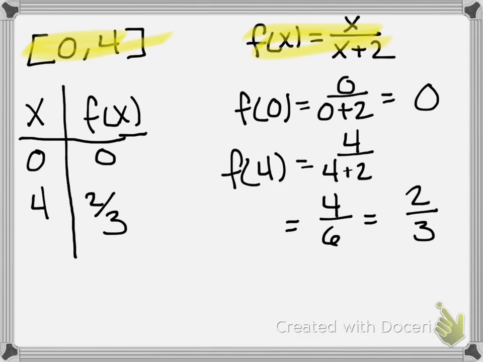And so you can see 0 is our smallest number, so that's our min, and 2/3 is our largest, so that's going to be our max. So whenever x is 0, we have a min, which is 0, and whenever x is 4, we have a max, which is 2/3, and that is over the interval right up here from 0 to 4.